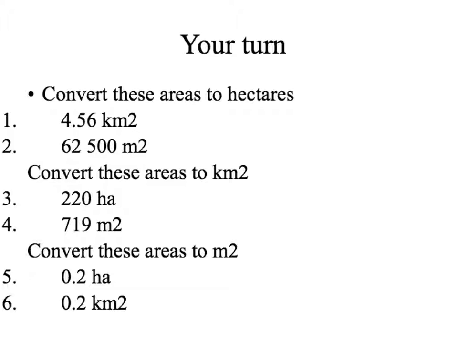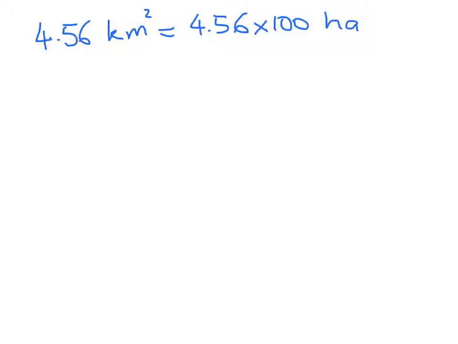Pause the video now and try these in your book and use the diagram to help you. The first question was to convert 4.56 kilometres squared to hectares. From kilometres squared to hectares means multiply by 100, so we write down equals 4.56 times 100 hectares. I want this working out because it makes it really clear which units you're in. Then the next line is where you clean up your calculation, and you should get 456 hectares.